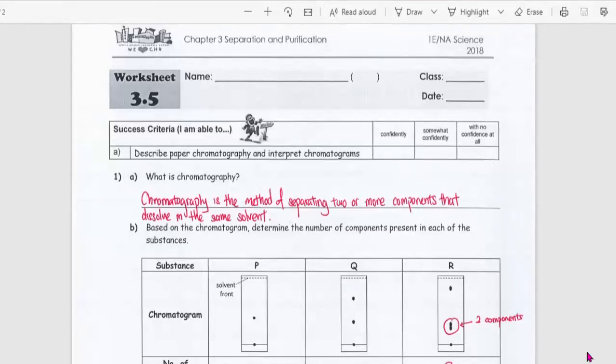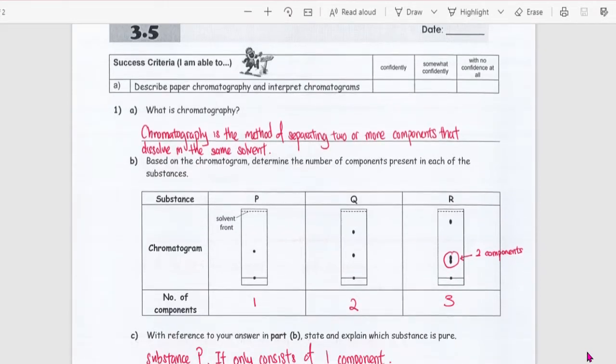Okay, now let's go on to worksheet 3.5. So we're going on to the last worksheet for separation techniques. First question, what is chromatography? It's actually used to separate two or more components that dissolve in the same solvent. Typically it's used to separate mixtures.